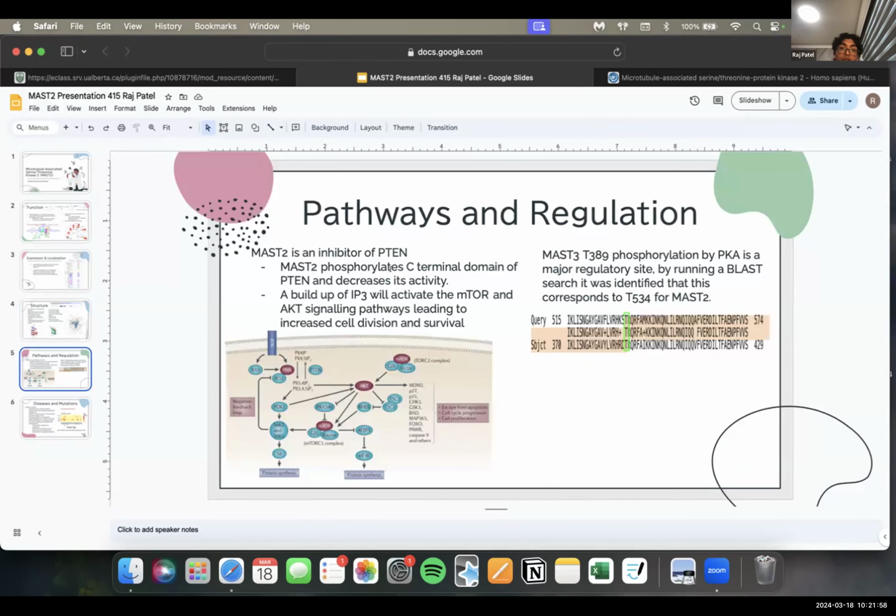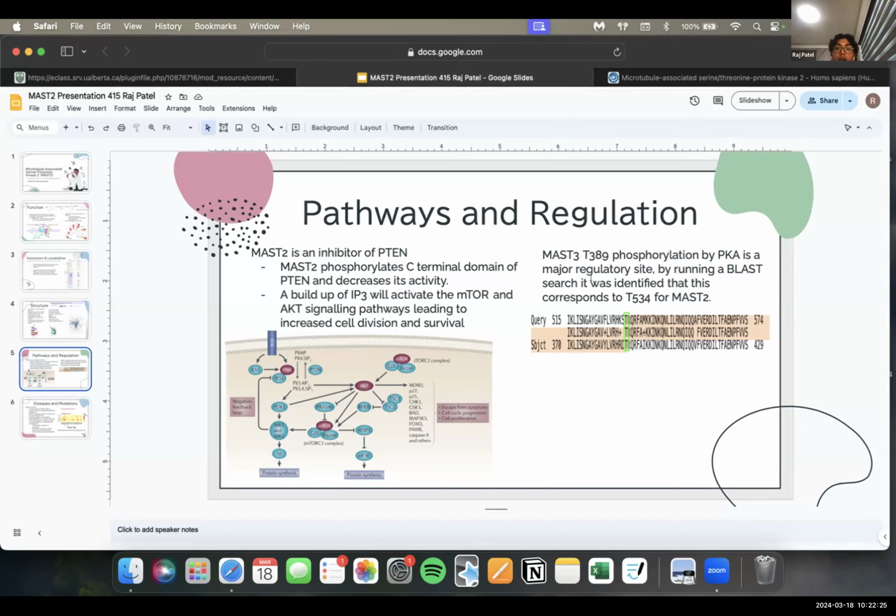So for pathways and regulation, MASP2 is an inhibitor of P10 because MASP2 phosphorylates the C-terminal domain of P10 and decreases its activity. So this is P10 over here. And so if you inhibit P10, you're going to get a buildup of IP3. And so building up IP3 will activate AKT, and it's going to activate the mTOR pathway. And this overall will lead to cell division and survival.